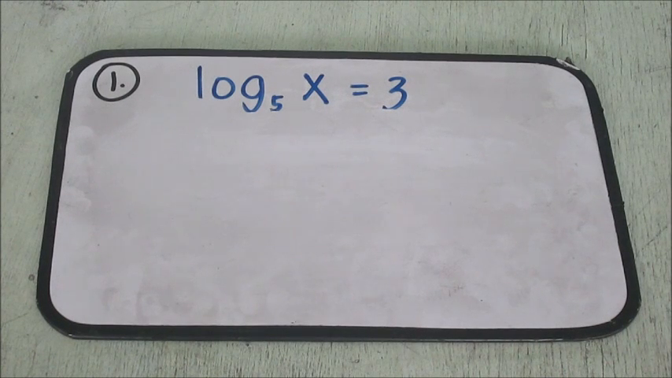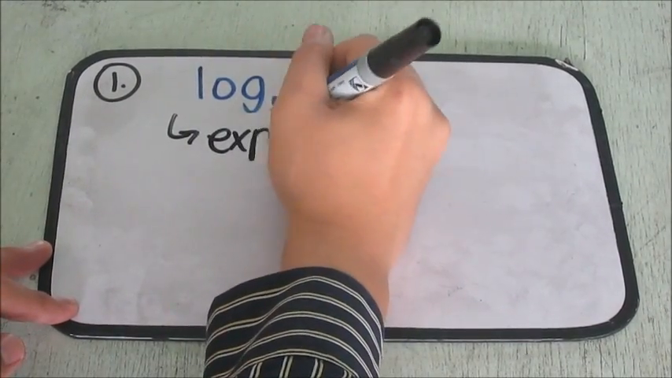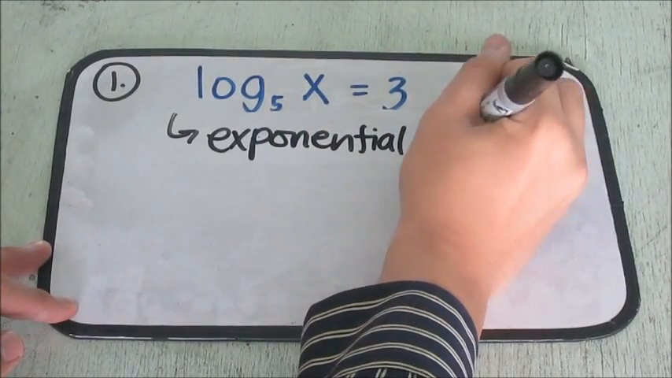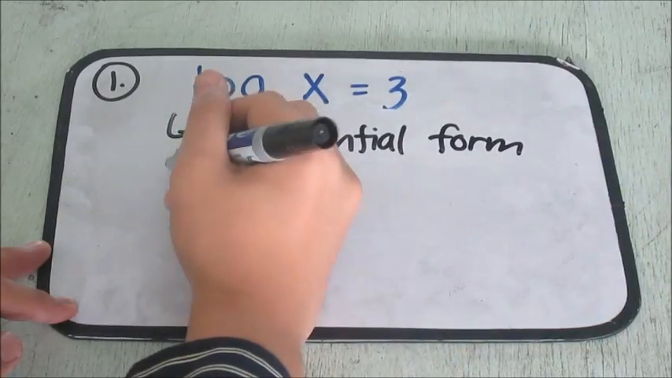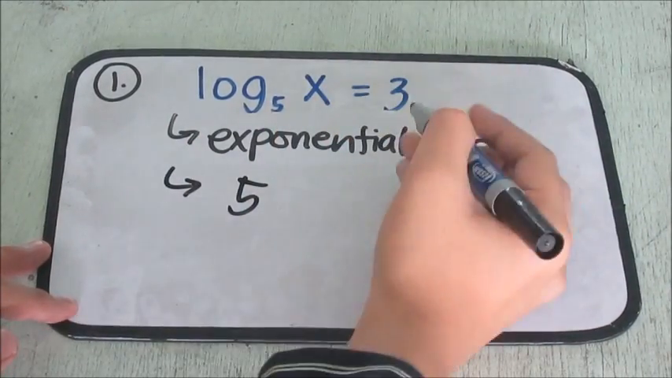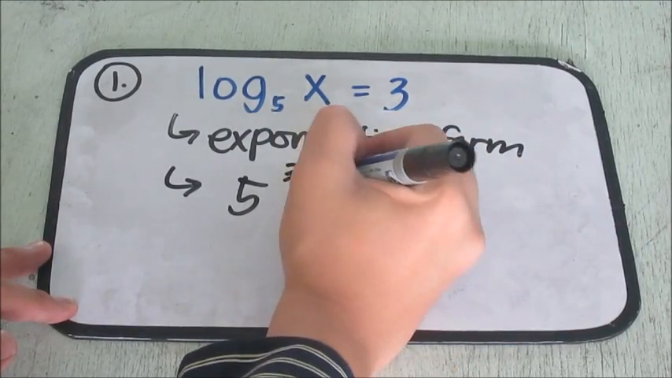For the first problem, we have logarithm of x to the base 5 is equal to 3. So how are we going to solve this equation? We need to transform this into exponential form. By doing so, we have 5 because it is the base, and 3 here is the exponent, so it will be 5 cubed is equal to x.